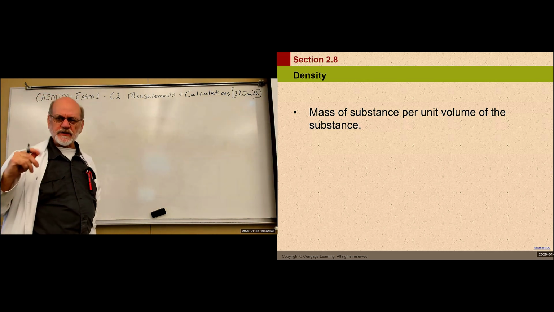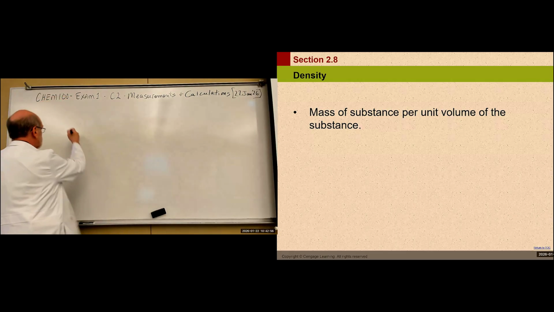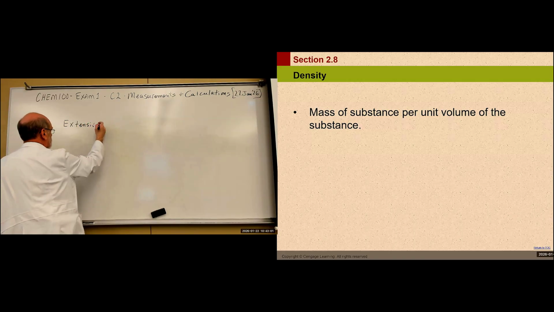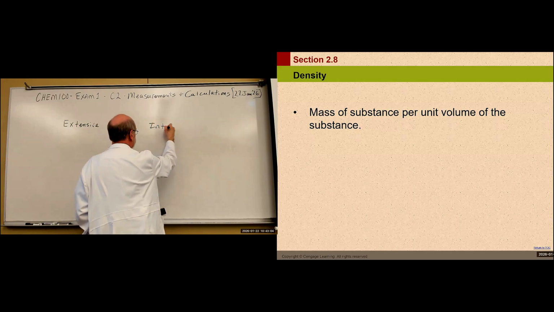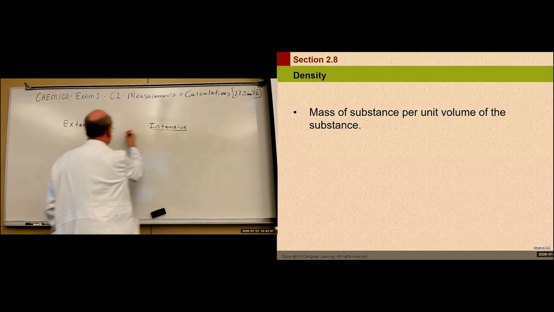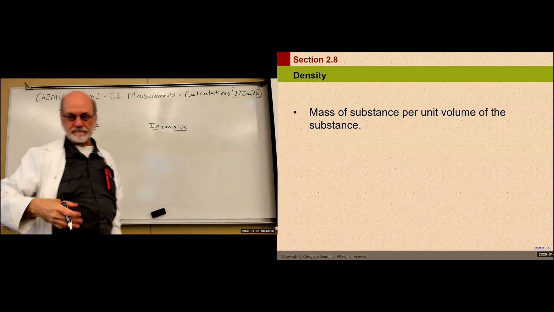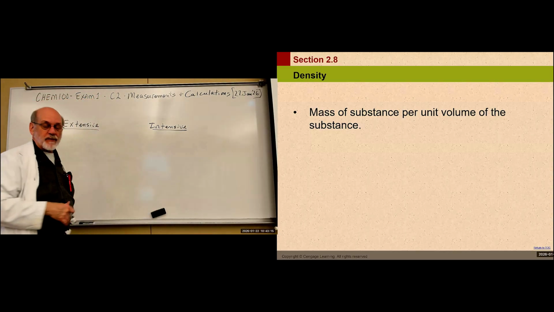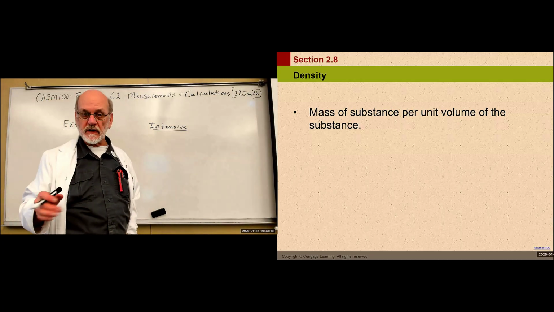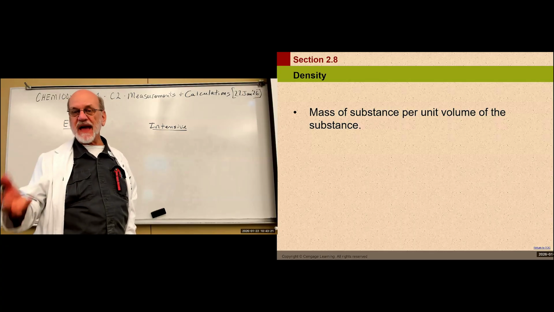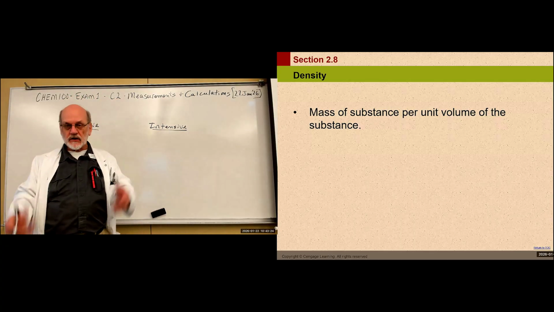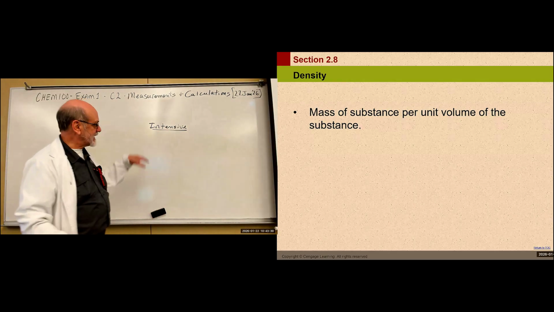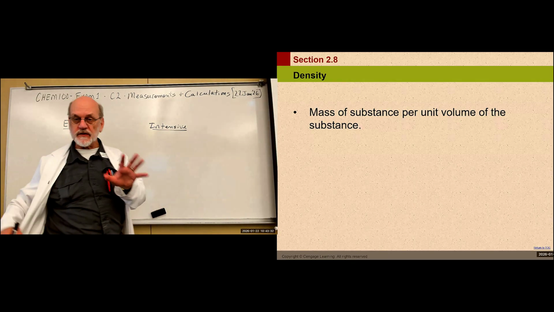One of the reasons is I want to draw the distinction between extensive versus intensive properties or values. An extensive property is one that changes with the amount of substance, like mass. If you have more of something, you're going to have more mass. Right? It changes with the amount of substance. An intensive property is one that does not change with the amount.